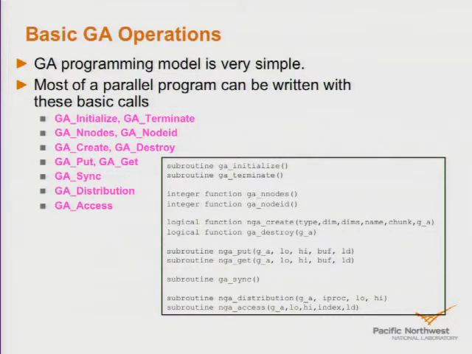GA_Sync flushes outstanding communication from the system, and it can be used to manage data consistency. GA_Distribution will tell you which block of the global array is local to your process, or actually what block of data any process owns, but usually it's used to find the data on your process. And access is a way of directly accessing the data, without a library call.